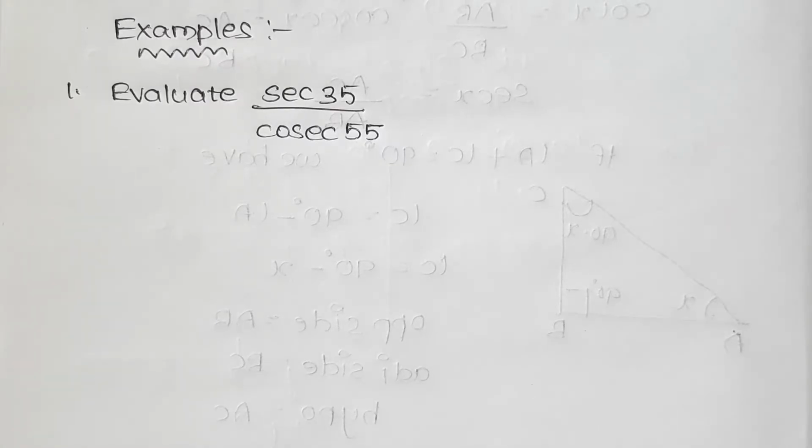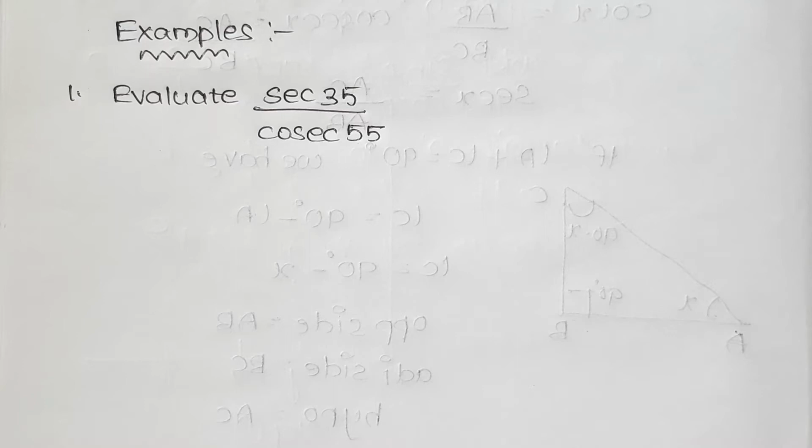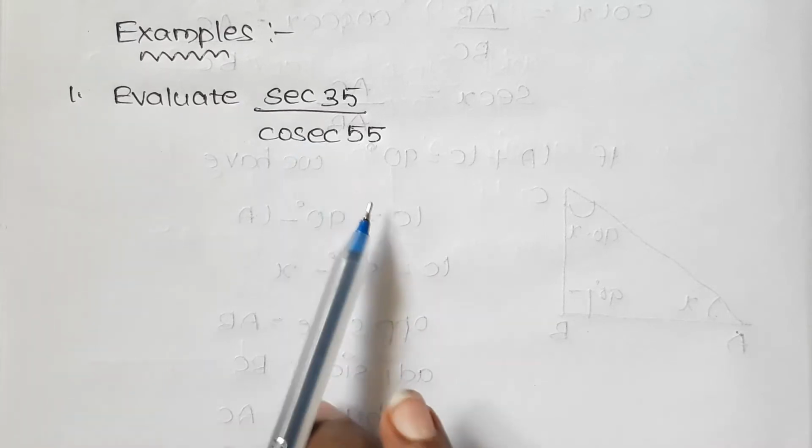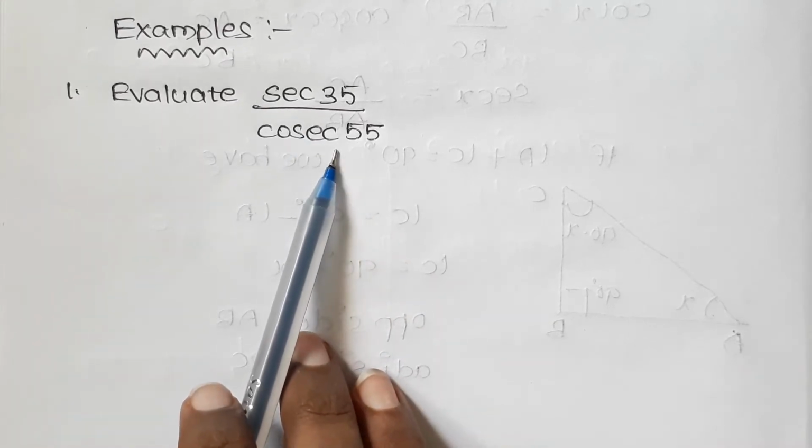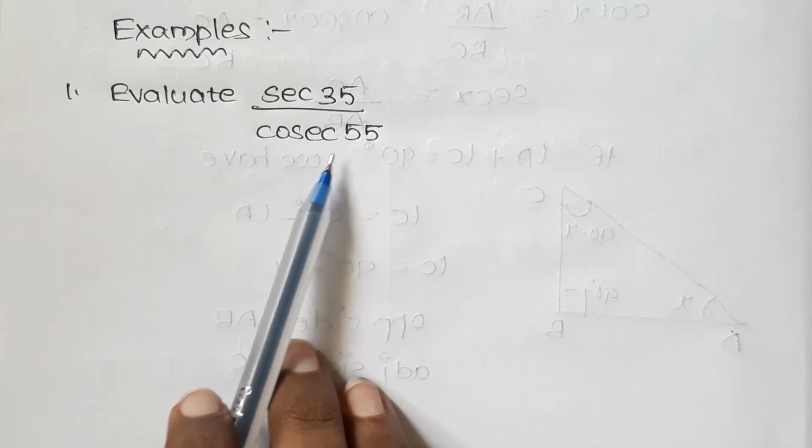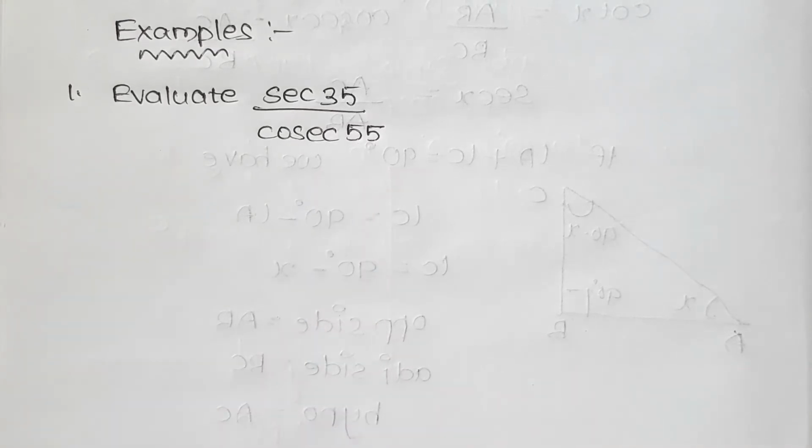And here are some of the examples. Now let us see them. In the first one, evaluate secant 35 divided by cosecant 55. And now let us solve this.